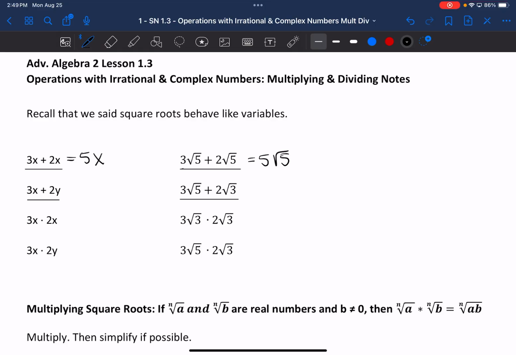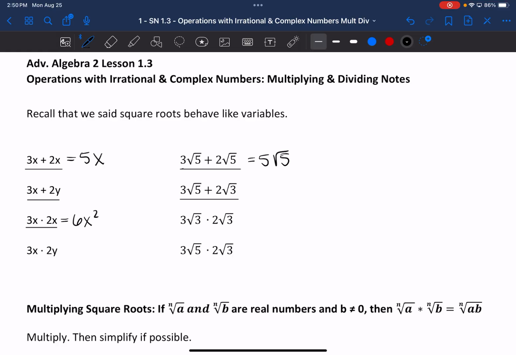So now today we're going to talk about multiplication and division. Still true, we treat them like our variables. So first, let's look at some variables. 3x times 2x, what is that? 6x squared.